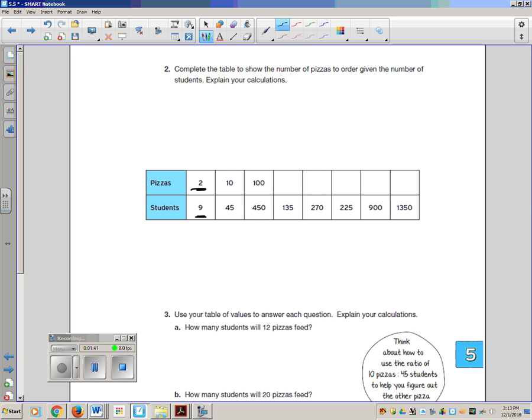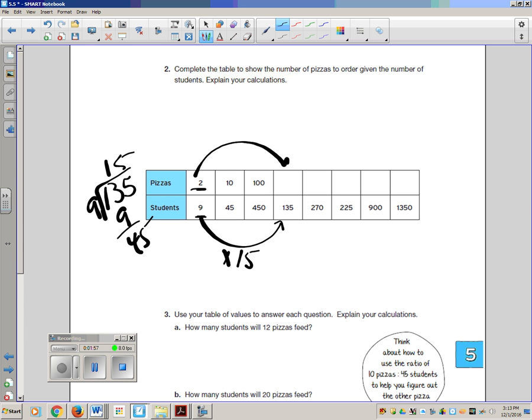If I jump all the way up to 135, I can do 135 divided by 9. I can figure that out, and I know that is 15. So 9 times 15 would get me to 135. 2 times 15 is 30. Then I've got 270. So 135 to 270, that's just times 2. So 30 times 2 would be 60.